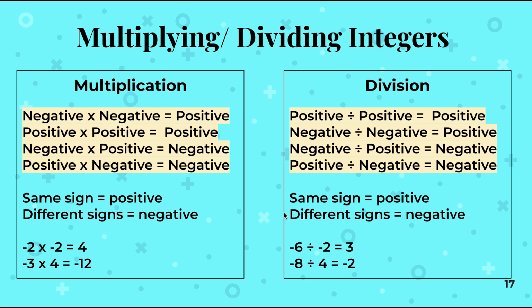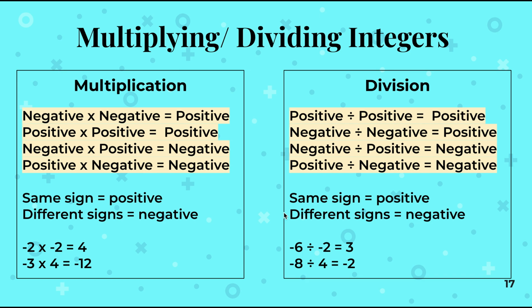Multiplying and dividing integers. Here are 4 important rules that you should remember for these 2 operations. Negative times negative is always positive, as well as positive times positive is always positive. Negative times positive is negative. Positive times negative is negative. Same signs multiplied equals positive. Different signs multiplied equals negative. For example, negative 2 times negative 2 is positive 4. Negative 3 times positive 4 is negative 12.